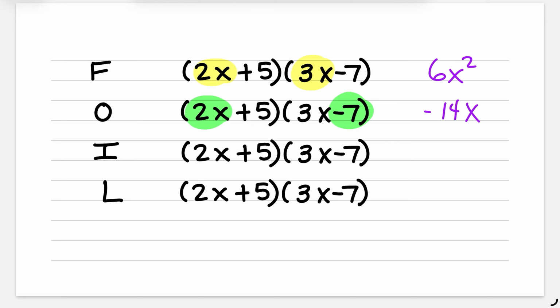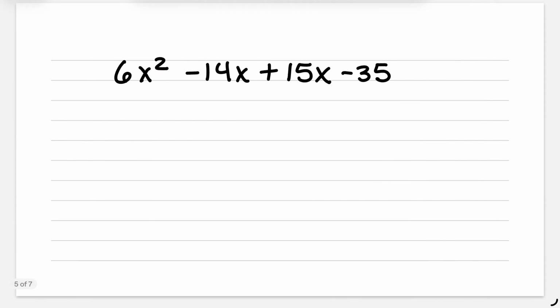The I is telling us to multiply the inner two terms. 5 times 3x gives us 15x. And the L is telling us to multiply the last terms. 5 times the negative 7 gives us negative 35. I've written all of these vertically so they match up with the F, O, I, and L. Now I'm going to write them horizontally so that I can combine like terms here.